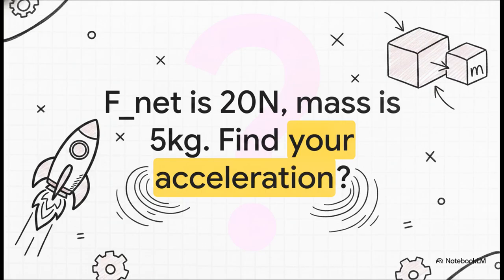All right, it's time for a quick pause check. I want you to literally pause the explainer right here and try this calculation on your own. If your F net is 20 newtons and your mass is 5 kilograms, what is your acceleration? Go ahead, hit pause, figure it out, and press play when you're ready to check your work.